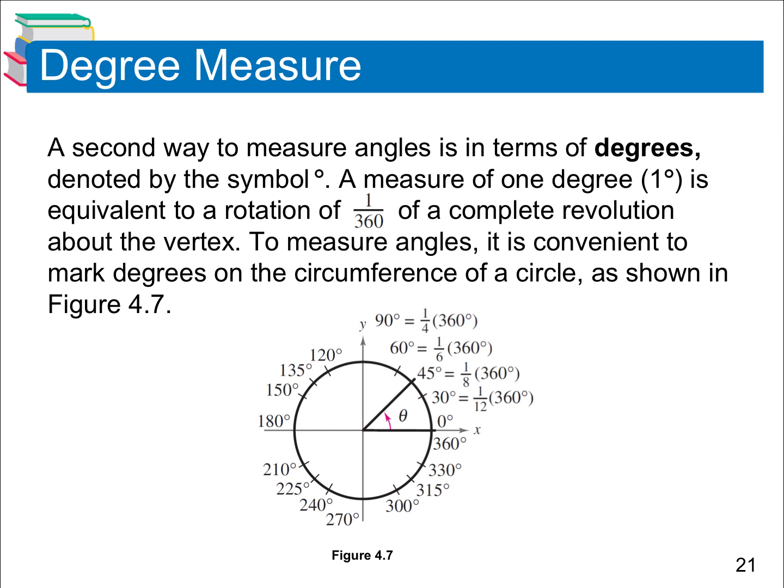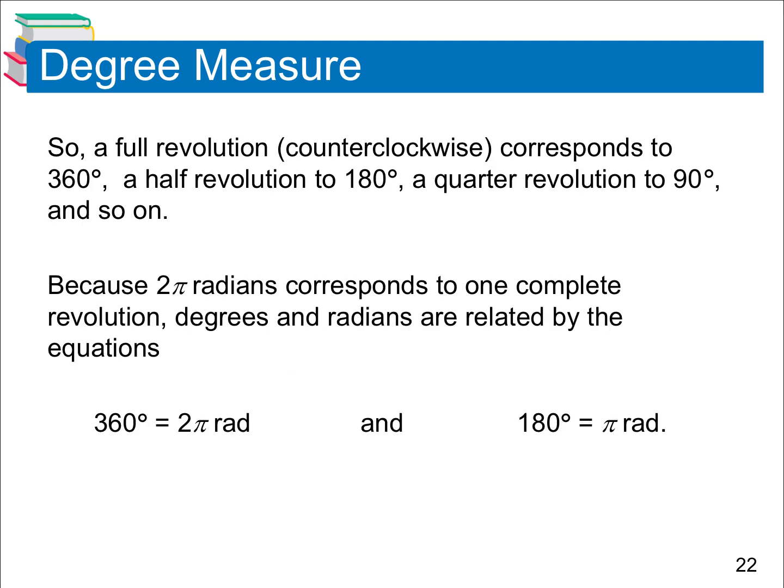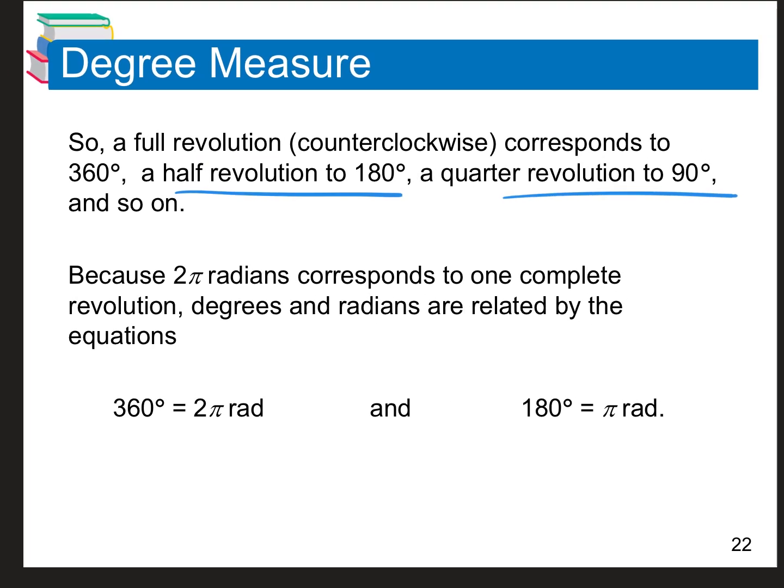So half a circle is how much? 180. Good. A quarter is 90. You are all familiar with that. We think in degrees. So like I just said, a half revolution, halfway around the circle, is 180. A quarter is 90. There is a correspondence between degrees and radians.